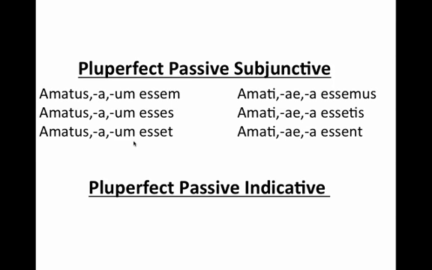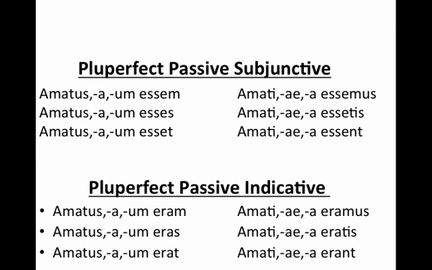Okay, I just wanted to quickly compare the pluperfect passive subjunctive with the pluperfect passive indicative. So if here you're taking the fourth principal part and the imperfect subjunctive, remember in the pluperfect passive in the indicative, you're just taking the fourth principal part and then the imperfect of the indicative. So it's the same basic idea, except here you're using the imperfect subjunctive, and here you're using the imperfect indicative.